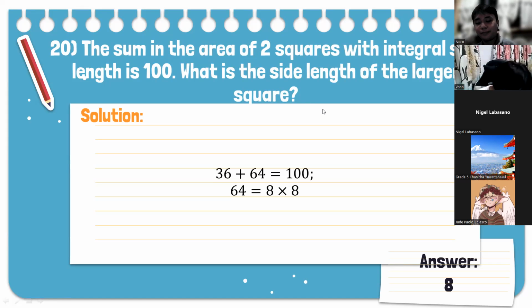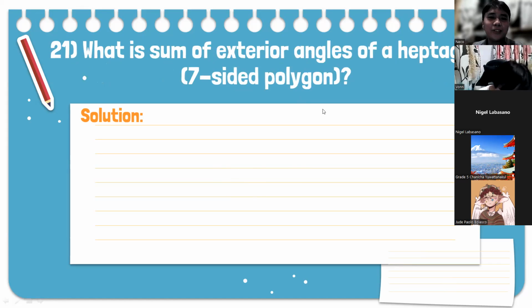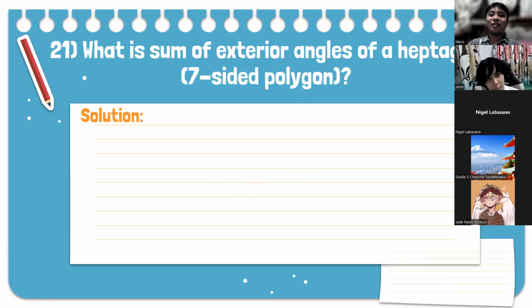Next. Sum of the exterior angle. Exterior angle, it's always 360, right? This would have been harder if it was interior angles. You need to know the formula, which is still easy.